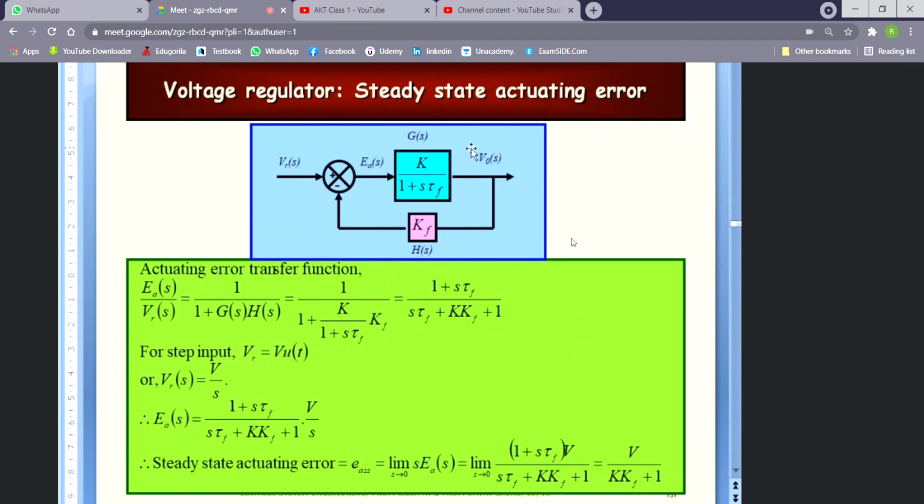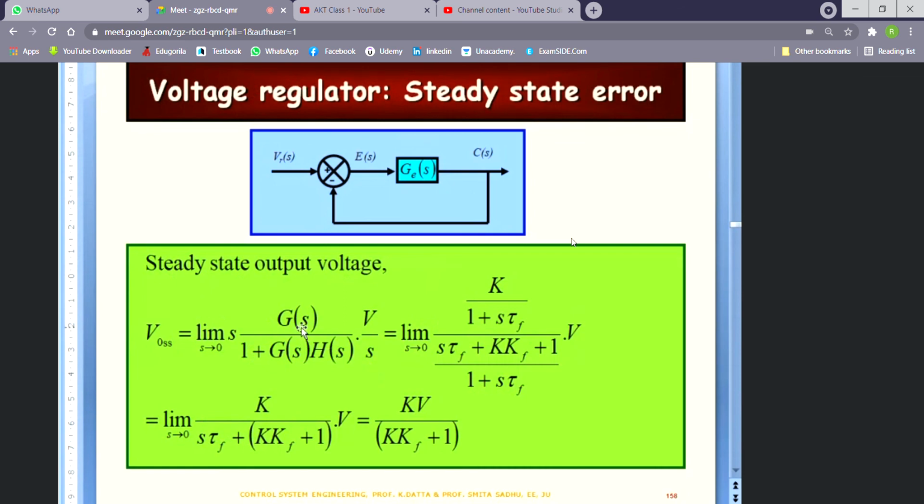So what is VOS going to be? It's going to be equal to VRS into GS by 1 plus GS HS. From there, VRS is equal to V by S and GA. Your overall closed loop transfer function is GS by 1 plus GS HS. Applying the final value theorem, the output in the steady state is given by limit of S into the input into GS by 1 plus GSHS as S tends to 0. So now, GS and HS have been substituted, and the output voltage has been found out in the steady state, right?